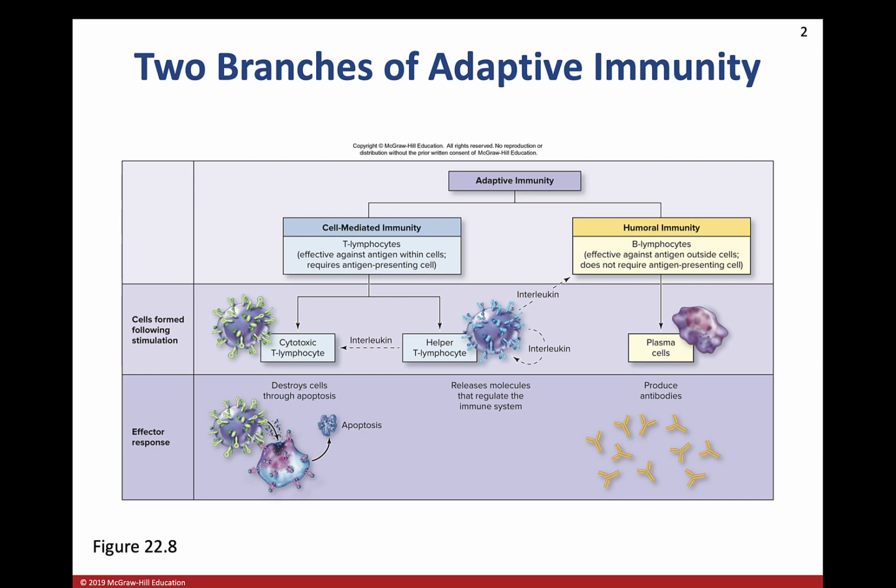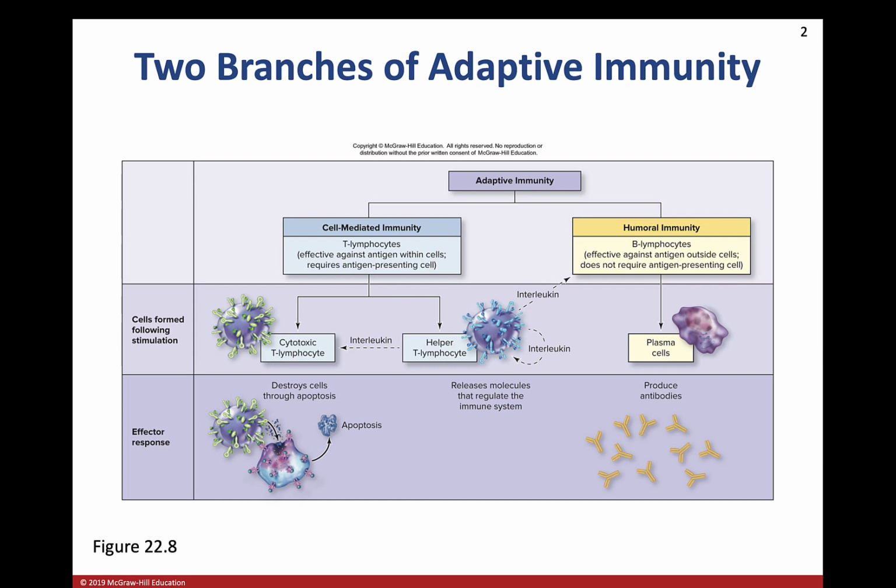What I do want to point out here is notice what we see happening as far as interleukins and these cytokines. What they really are doing is linking all aspects of adaptive immunity. Now, the effector response of T lymphocytes is to destroy cells through apoptosis, and that will be accomplished via the cytotoxic T cells.